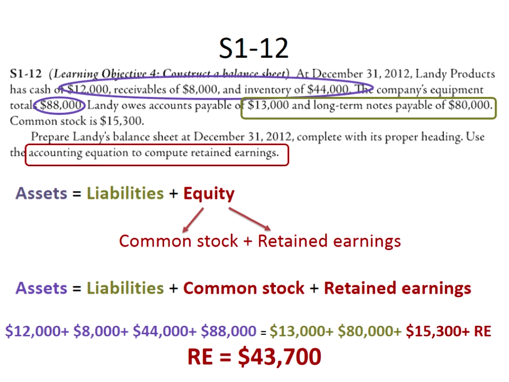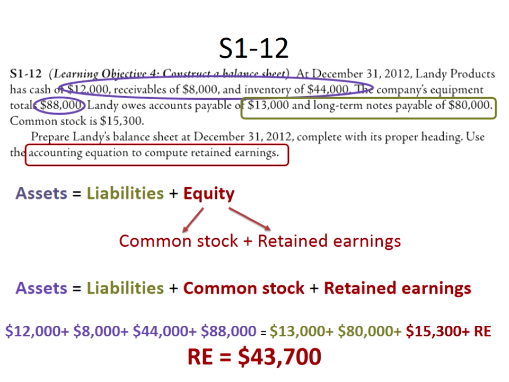Okay? So when I rearrange the numbers to solve for retained earnings, I get 43,700. I'm going to take all the assets, all the purple numbers, and then subtract 13,000, 80,000, and 15,300, and I come up with 43,700. Now I haven't really even started the problem yet. All I've done here is get my retained earnings. So this 43,700 is a number I need to calculate ahead of time.